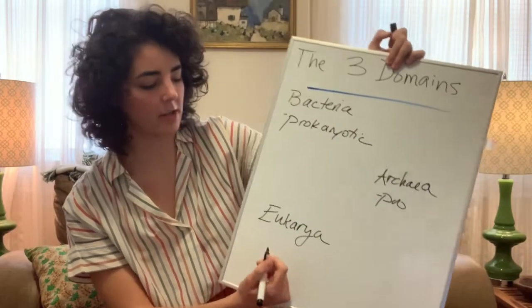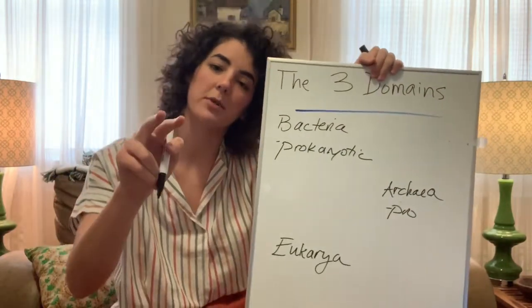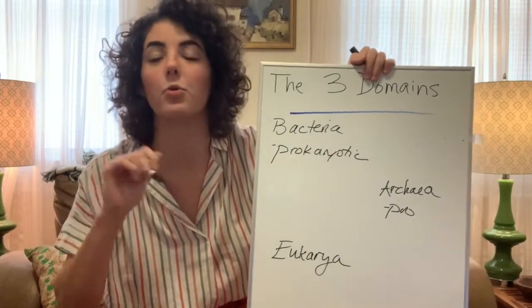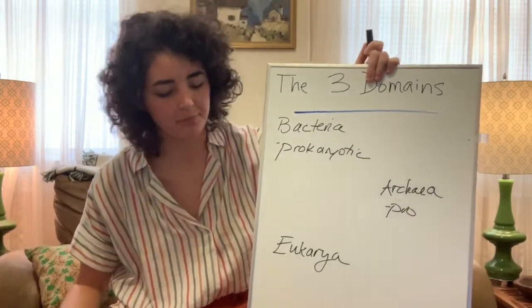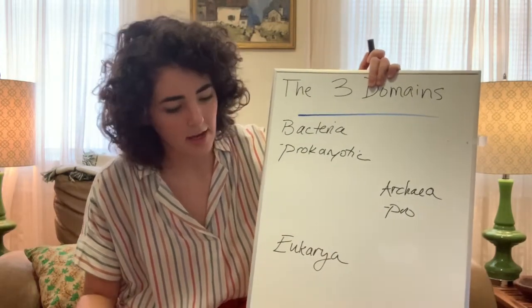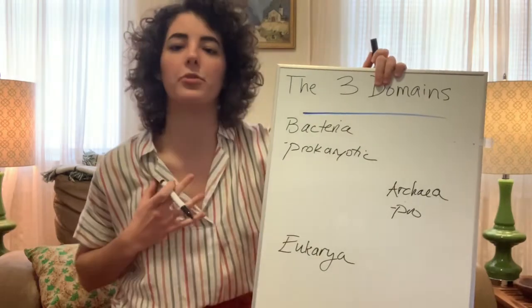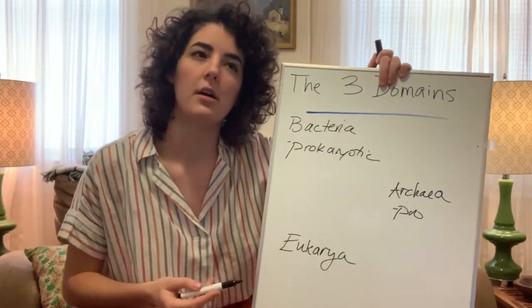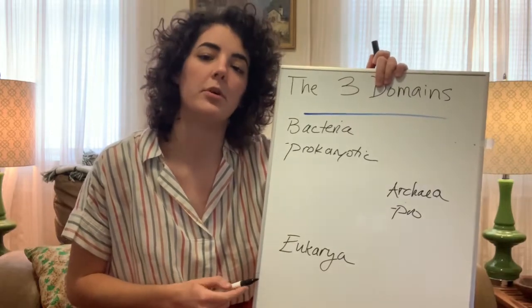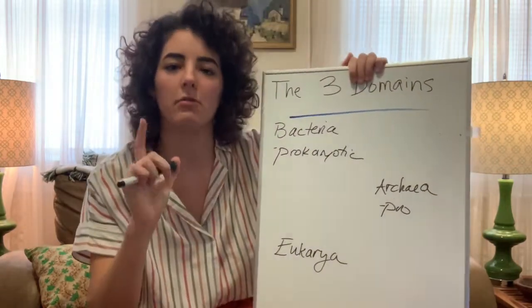Eukarya, on the other hand, are eukaryotic, so they do have a nucleus, they do have specialized cells and organelles like we have mitochondria, and plants have chloroplasts, and they also can be multicellular. So we are multicellular organisms, but there are some, not a whole lot, but there are some unicellular eukaryotes as well, which means they're just made up of one cell.